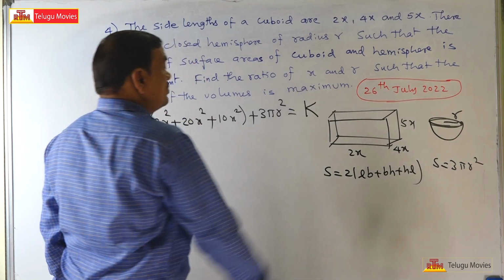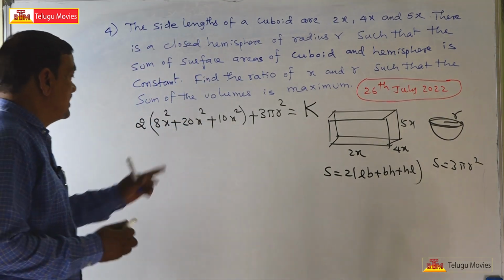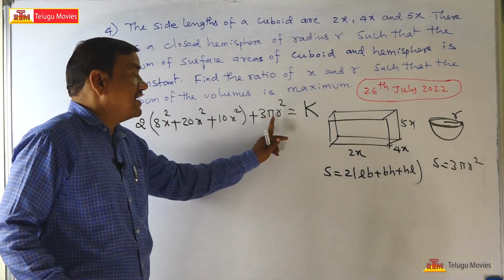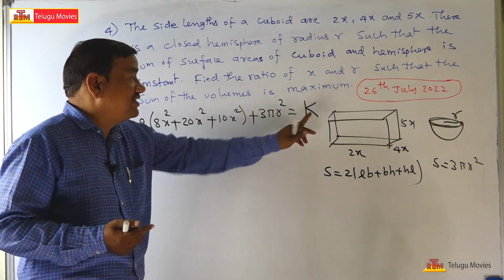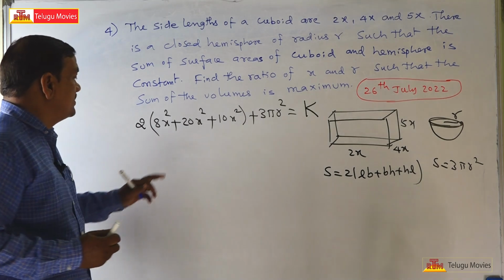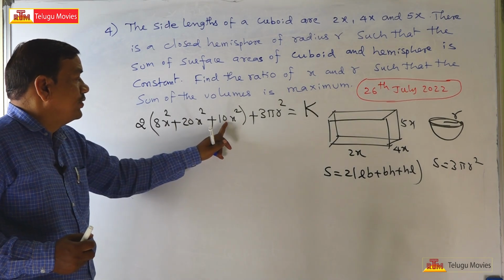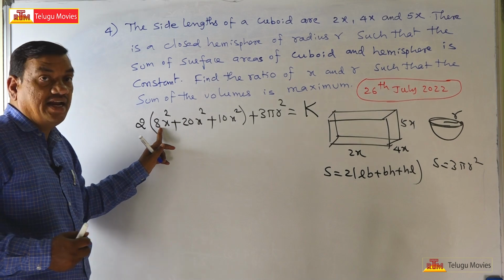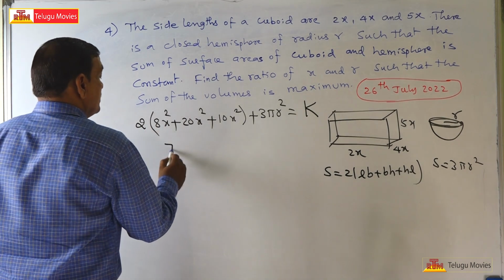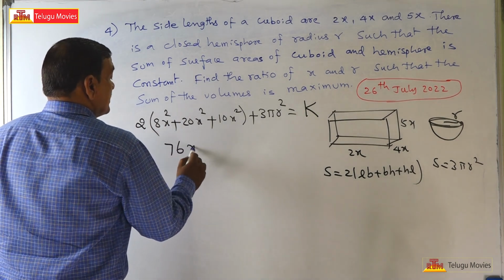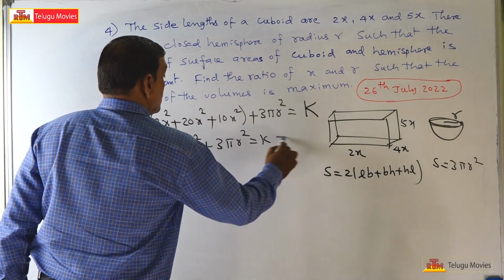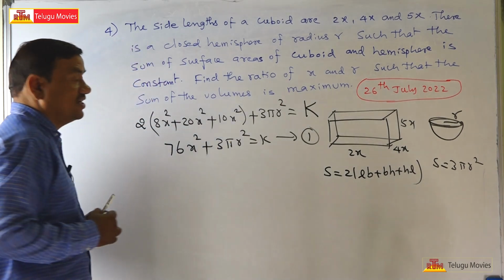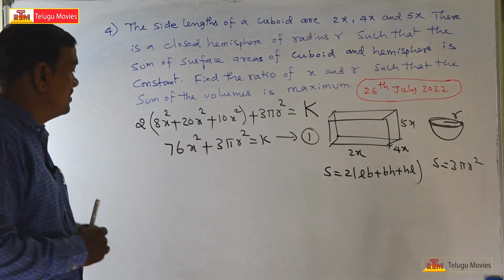Let us take some constant k. So the sum of the surface areas of the cuboid and the hemisphere is a constant. Let us simplify this. 20 plus 20 plus 10, 30, 38, 76. So this is equal to 76x square plus 3 pi r square is equal to constant. You call it equation number 1.